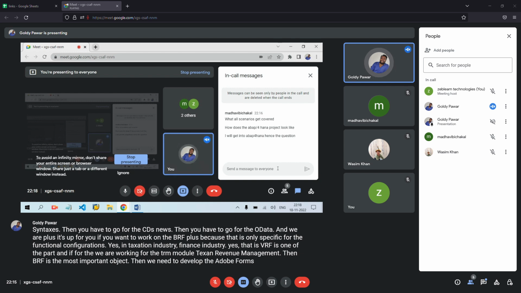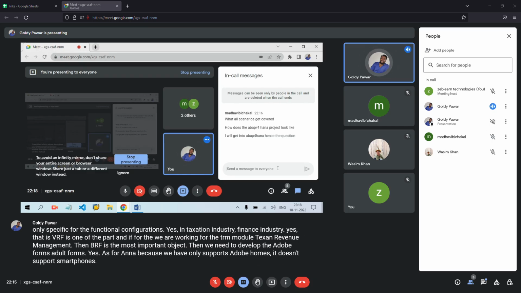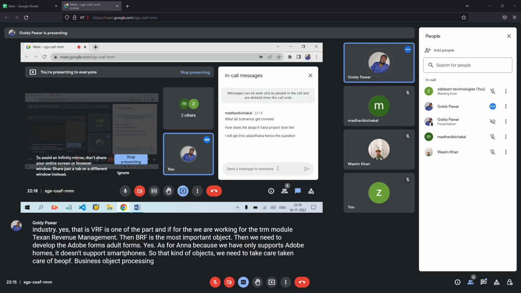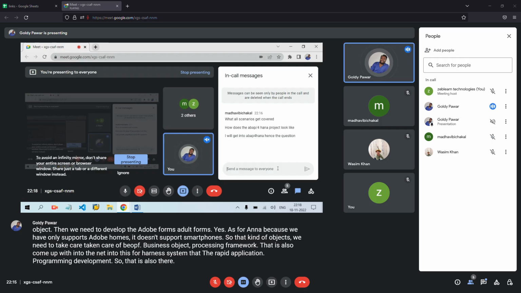Adobe Forms, yes, as for HANA, because BRF only supports Adobe Forms. It doesn't support Smart Forms. So that kind of objects we need to take care of. BOPF, Business Object Processing Framework, also comes with the S4 HANA system. The Rapid Application Programming Development, so RAP is also there. That kind of development we need to take care of.